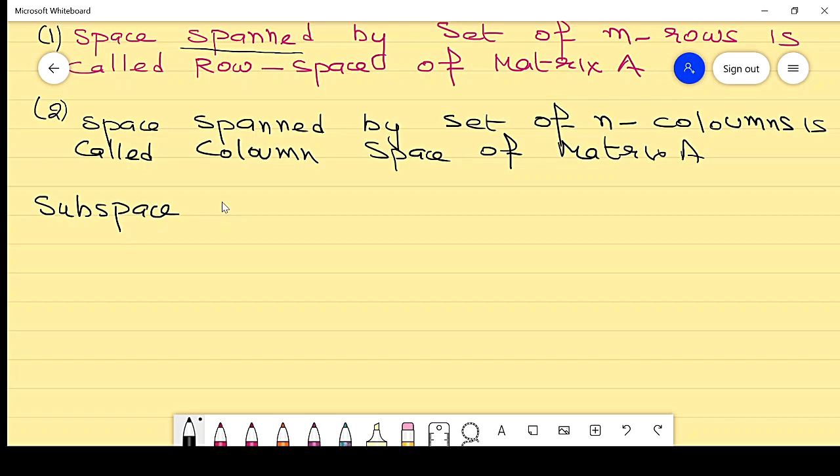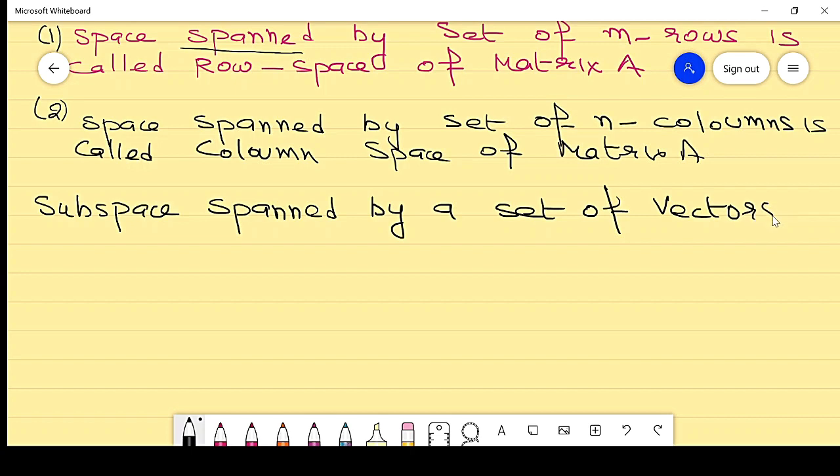Subspace spanned by a set of vectors. So it's a definition, just understand.